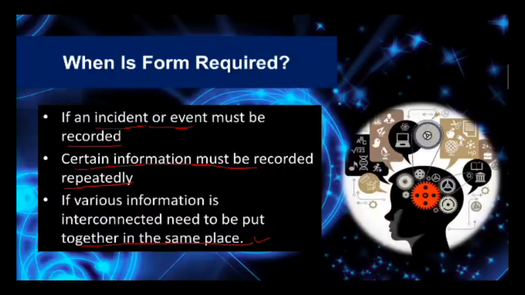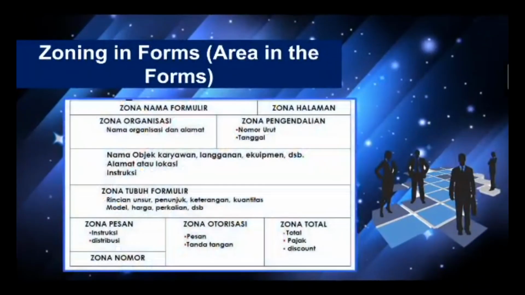So as we can see before, when there is a sales transaction, there are some data that have to be recorded in the same form, like the code of the merchandise itself, the unit, and how much money you have to spend to buy the merchandise, something like that, in the same form. This is the zoning of the area of the form.